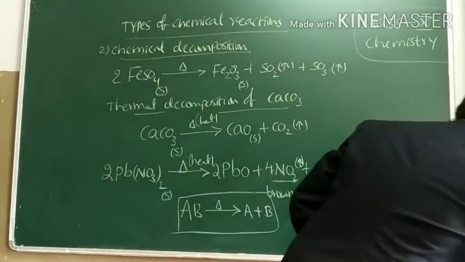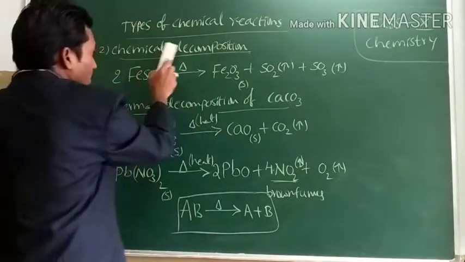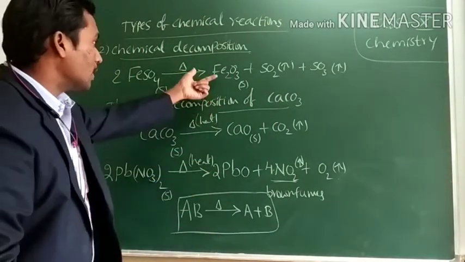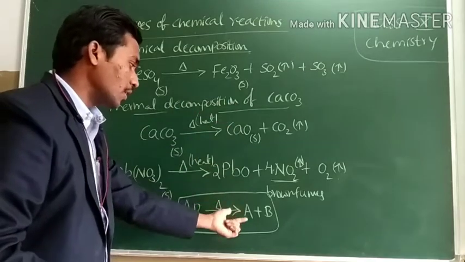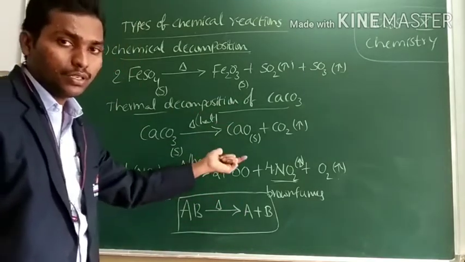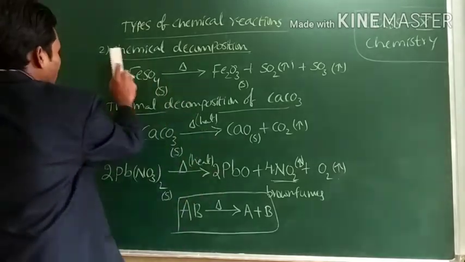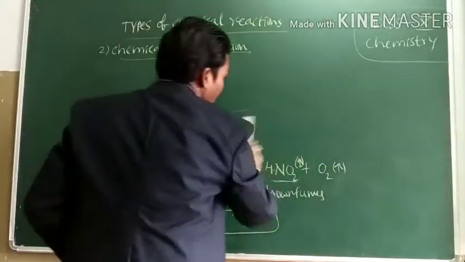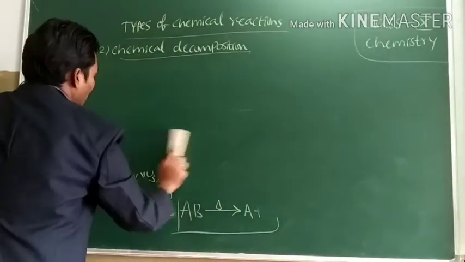Next, these are called thermal decomposition reactions, children, because the decomposition reactions are carried out by thermal energy. Those are called thermal decomposition reactions. Next type of decomposition reaction is called photodecomposition reaction.